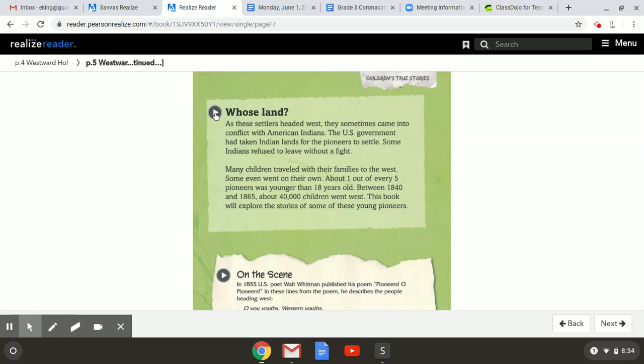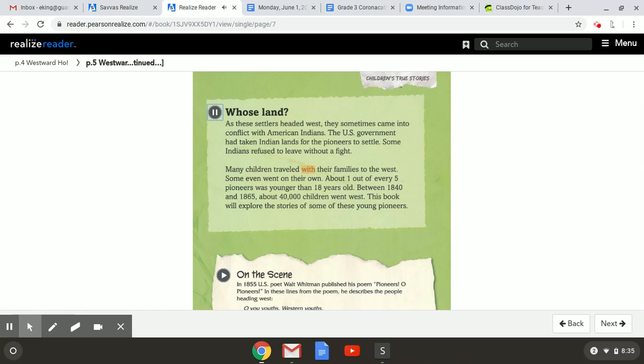Whose land? As these settlers headed west, they sometimes came into conflict with American Indians. The U.S. government had taken Indian lands for the pioneers to settle. Some Indians refused to leave without a fight.